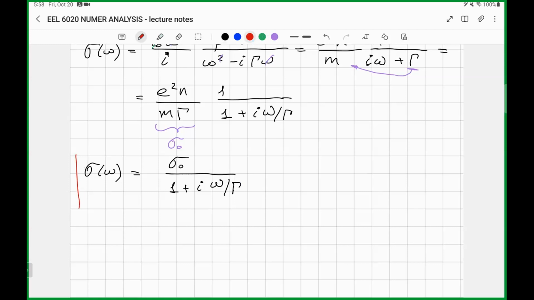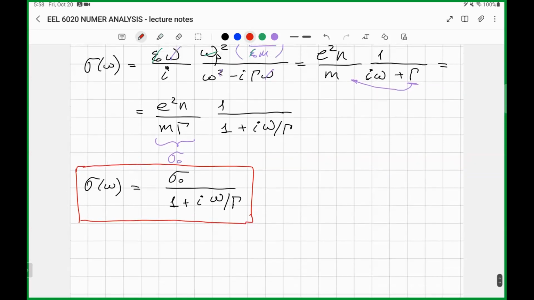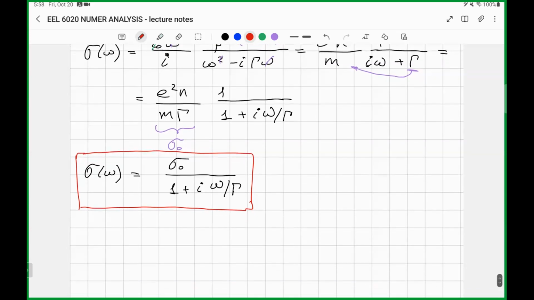Okay, so this is the formula for the conductivity of a metal as a function of frequency. This sigma zero depends on the concentration of electrons and the decay factor, this gamma capital, which can be deduced or measured from the experiment. These values are, of course, well known for most of the materials. So this way we use the conductivity of a metal.